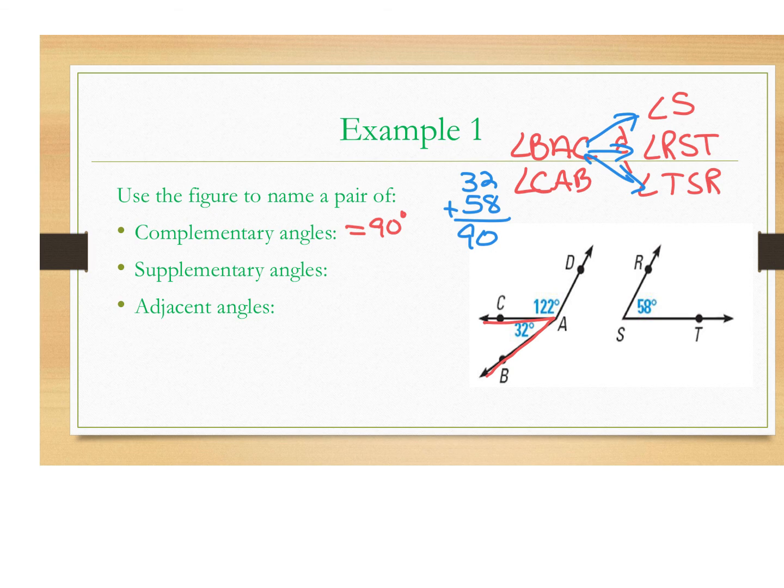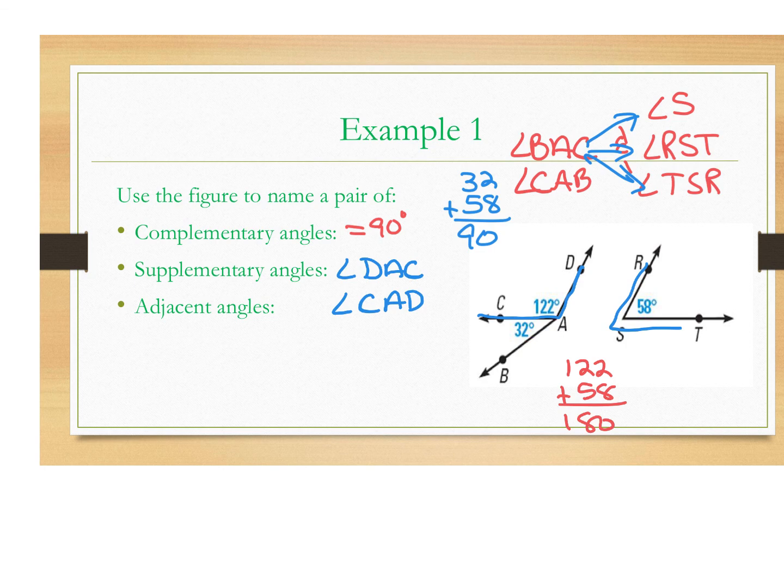For supplementary, I'm looking for the 2 angles that when I add them are going to give me 180. So I can see that I have 122 here, and I'm going to try to add it to the 58. So when I add 122 plus 58, this gives me the 180. So those are the 2 angles that I'm going to identify as being my supplementary. So again, for the DAC, I need to use 3 letters. I could reverse it, CAD.